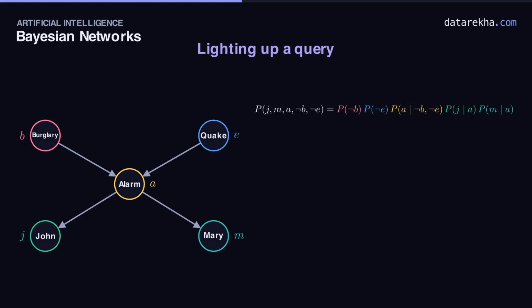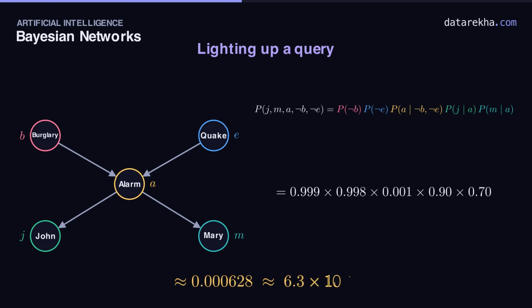No burglary, no quake. The alarm firing given both absent. Then John and Mary each calling given the alarm. Now read one row out of each table. No burglary is 0.999. No quake, 0.998. The alarm with neither cause is that tiny 0.001. John given alarm, 0.9. Mary given alarm, 0.7.